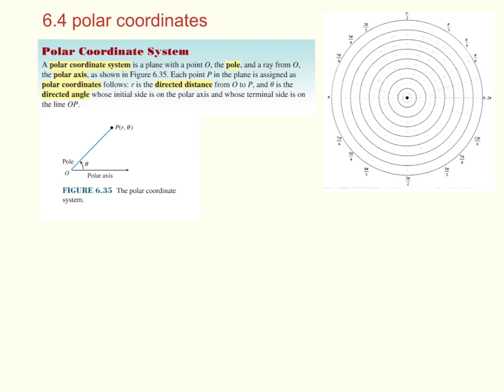Each point has, if you notice, two components, r and theta. R is going to be the distance and theta is going to be the direction. So those two things together give us a direction and a distance from the pole.